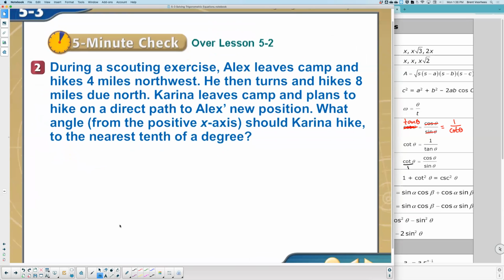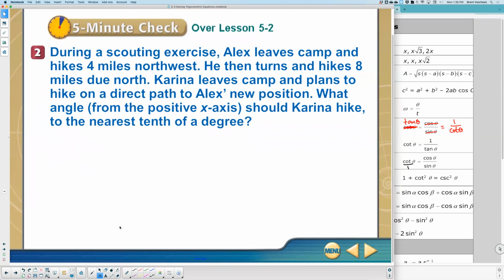Let's try number 2 here. During a scouting exercise, Alex leaves camp and hikes 4 miles northwest. Okay, northwest. What quadrant is northwest? First, second, third, or fourth? Where would northwest be? Second. Okay, what I want you to do on your paper is draw me basically a second quadrant. Don't worry about the rest.